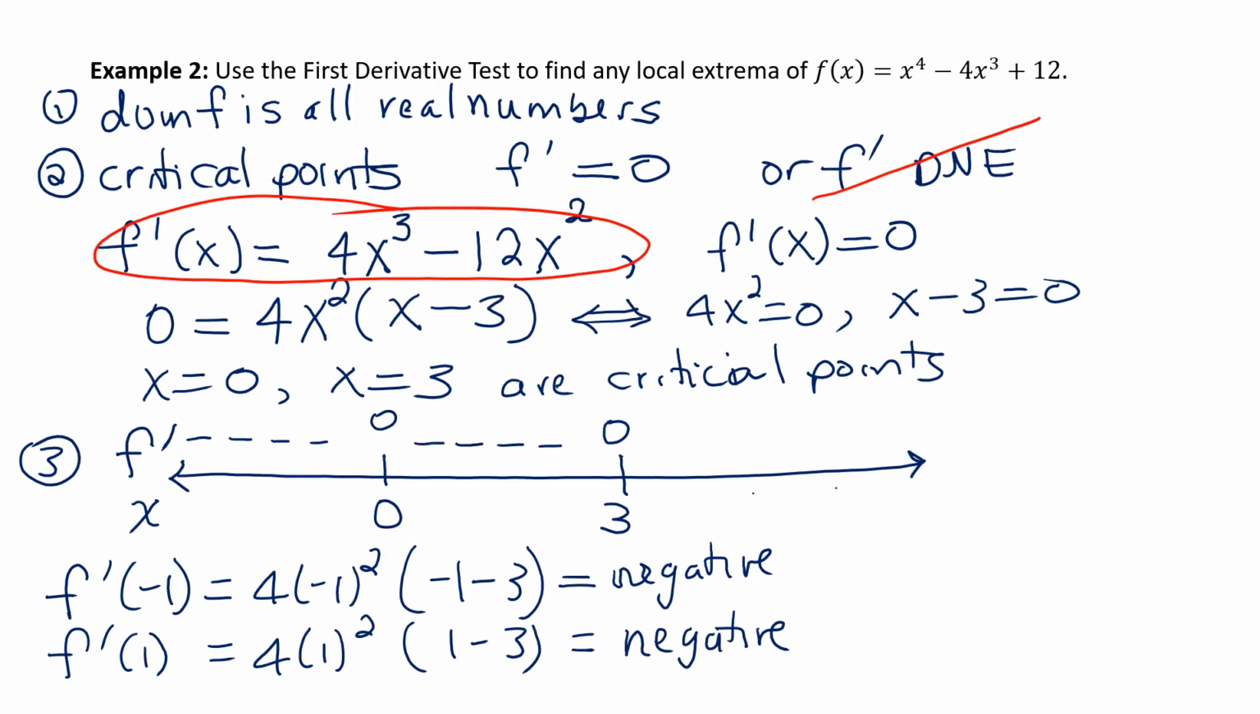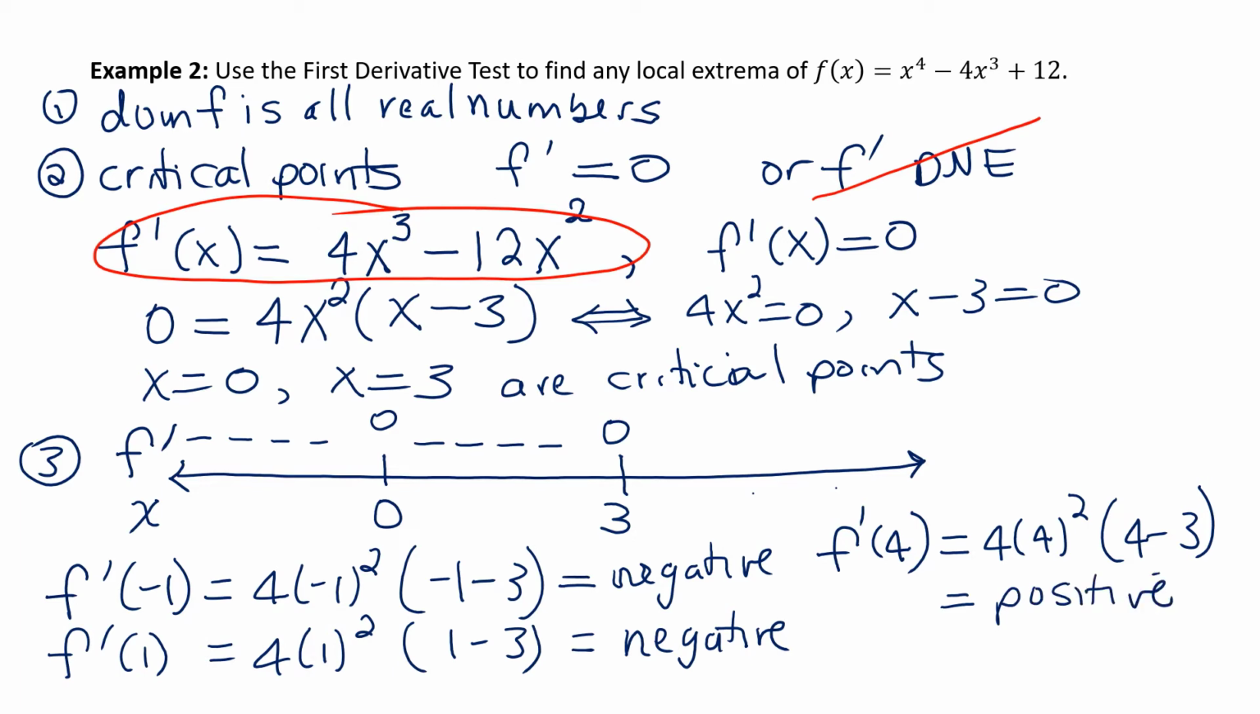Now pick a number to the right, the rightmost region, so the right of 3, I'll just pick 4, and evaluate that in the derivative. You'll have 4 times 4 squared times 4 minus 3, and so you're going to have a positive factor of 4 times the positive factor of 4 squared times the positive factor of 4 minus 3, which is 1. Positive times positive times positive is positive.